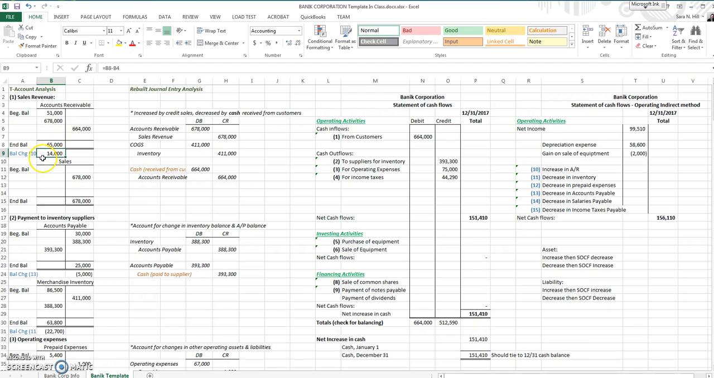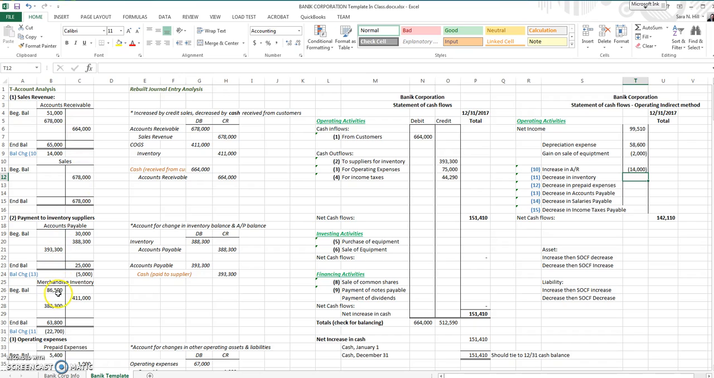So for accounts receivable, throughout the period, so from the end of the year 2016 through end of the year 2017, accounts receivable increased by $14,000. It's an asset account, so I'm going to look at my guidelines. If I have an increase in my asset account, then I'm going to want to go ahead and subtract it from my income. Let's take a look now at inventory.